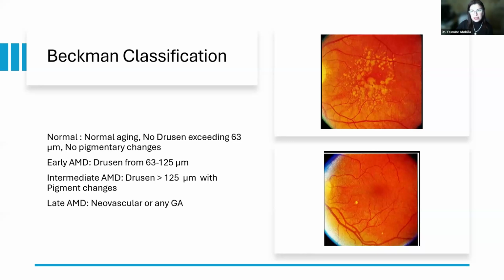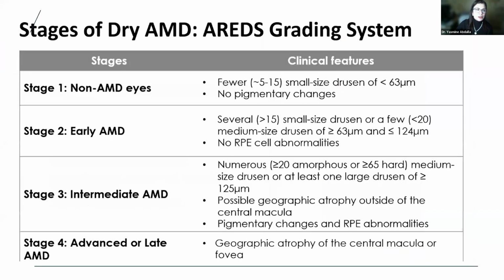How about the AREDS classification, or grading system, rather? So in the AREDS classification, there are non-AMD eyes, which basically have fewer than 5 to 15 small-sized drusen with no pigmentary changes, or early AMD, which is several small-sized drusen or few medium-sized with no RPE anomalies. Stage 3, which is intermediate AMD, shows numerous medium-sized drusen and at least one large drusen with possible geographic atrophy, which is not involving the macula, and pigmentary changes and RPE anomalies. However, advanced or late AMD is geographic atrophy of the central macula or fovea.